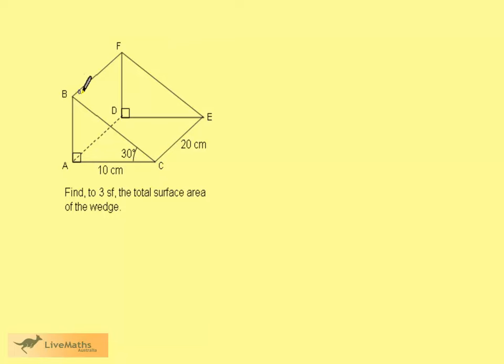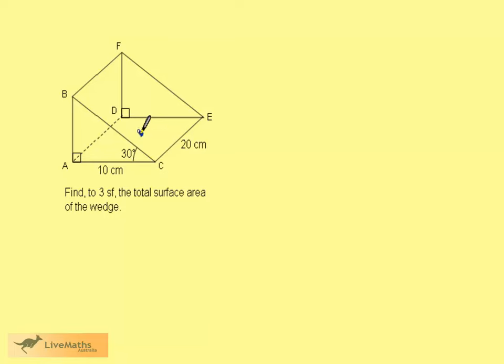We're given this diagram of a wedge. We can see that AC is 10 centimeters long, CE is 20 centimeters long, and the angle BCA is 30 degrees. We're asked to find, to three significant figures, the total surface area of the wedge.